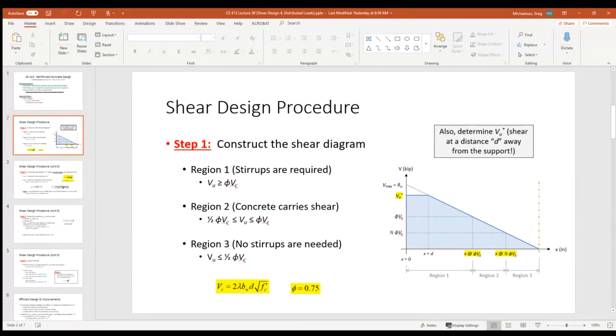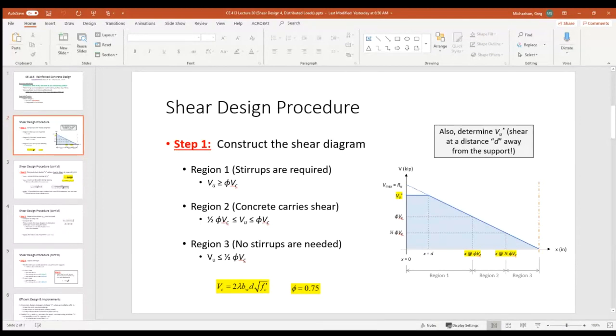When you construct the shear diagram, you need to look at 3 regions. You need to define the region where stirrups are required. You need to define the region where the concrete carries the shear. That's region 2. That's where there's enough phi Vc to supply the load, but you still have to provide stirrups there. And then there's the region where no stirrups are needed at all.